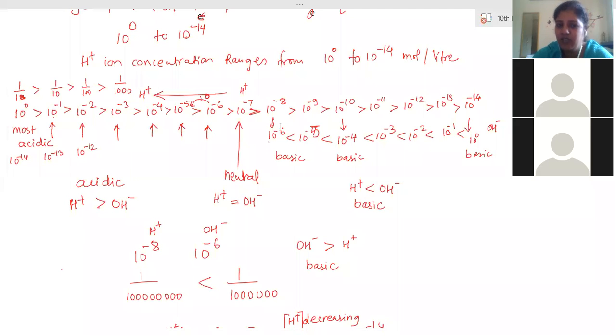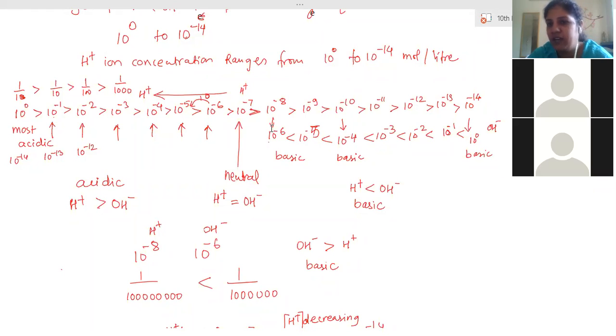Okay. So now here, in this case, H plus ion concentration goes on decreasing. That we got to know. Now we have to consider the bases. So therefore, every solution on this side is a basic solution, that we got to know. Now we have to find out the strength, which one is a stronger and which one is a weaker base.